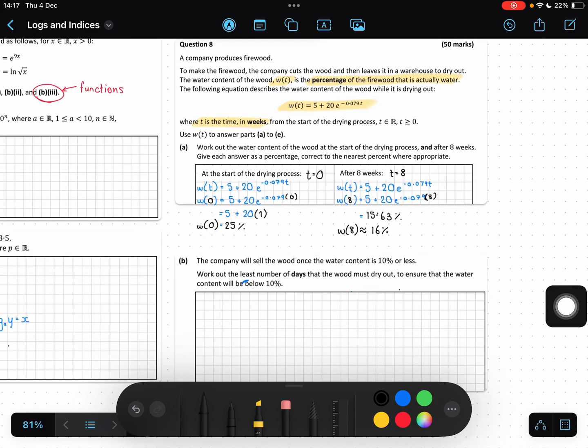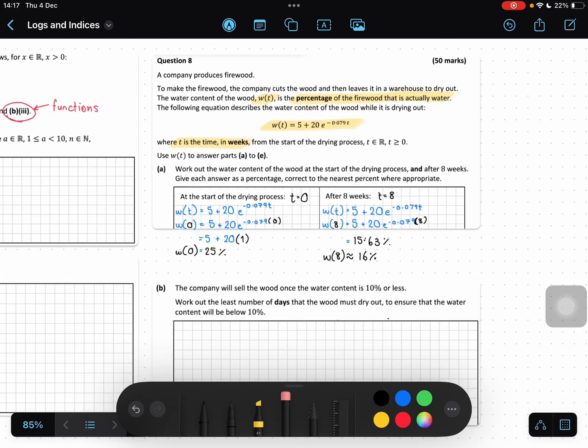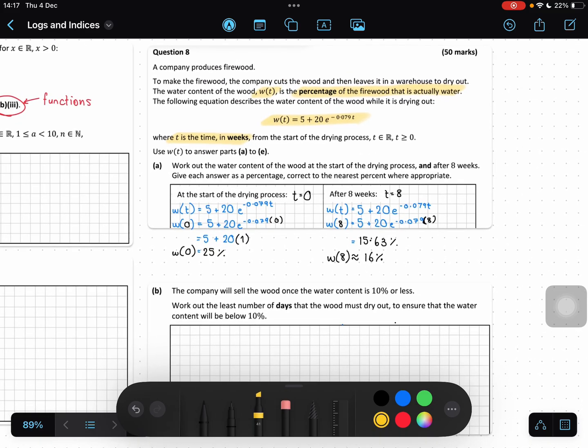Okay, so the next question says the company will sell the wood once the water content is 10% or less. Work out the least number of days that the wood must dry out to ensure that the water content will be below 10%. Two ways I can do this. I could ask, when is the water content going to get to exactly 10%? And whenever it gets to exactly 10%, I'll go to the next full day. So that's one way of doing it.